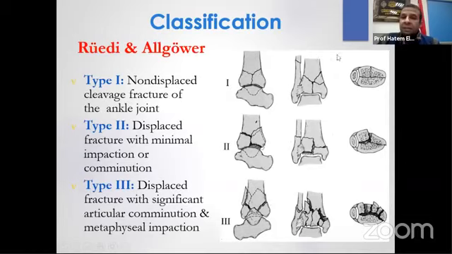Type 1, non-displaced fragments. Fracture cleavage lines, but there is no displacement. Type 2, there is displacement, but this displacement is minimal with little impaction or comminution. Type 3, there is significant articular comminution and metaphyseal impaction.